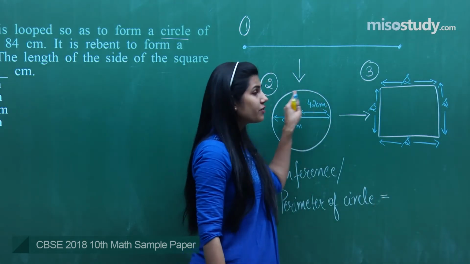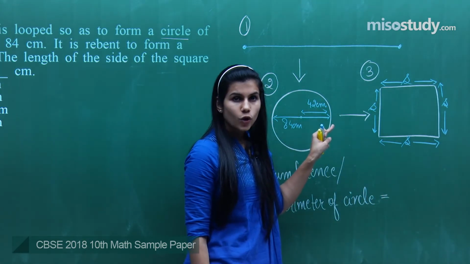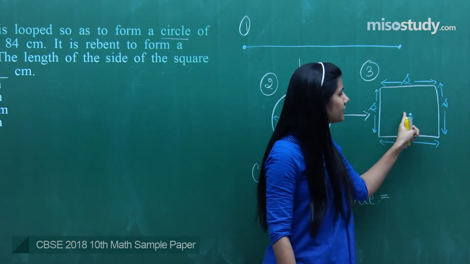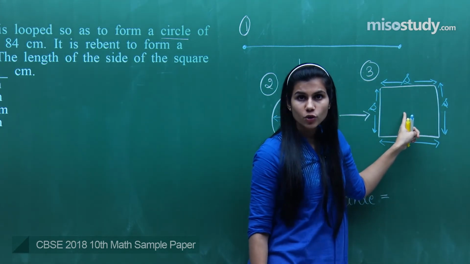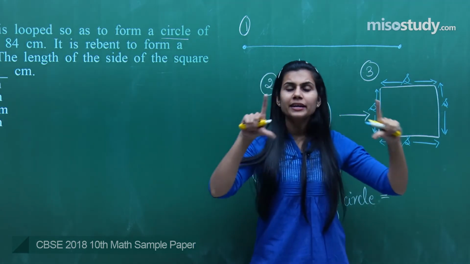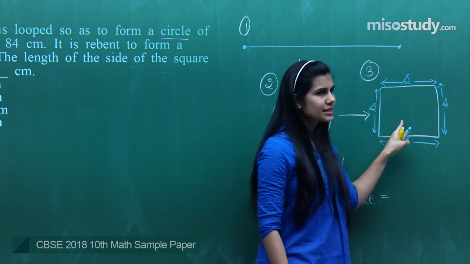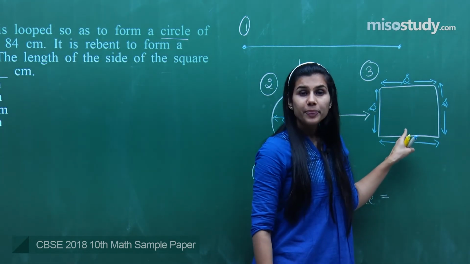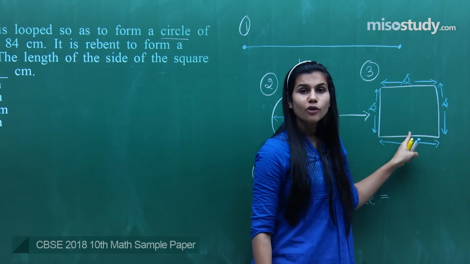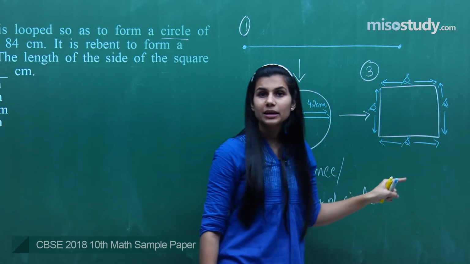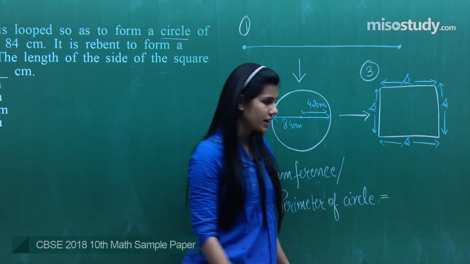And the length of the boundary of this circle, which is nothing but the length of this wire, because the same wire is used to make this square also, because the same circle was rebent into a square. That means the exact same length wire was used now to make a square, and that length wire is now the length of the boundary of the square, which is nothing but the perimeter of the square.